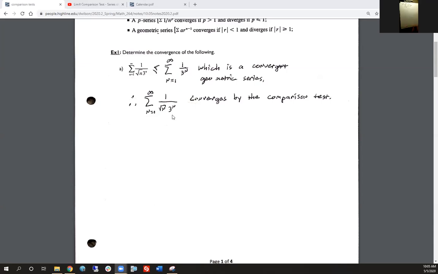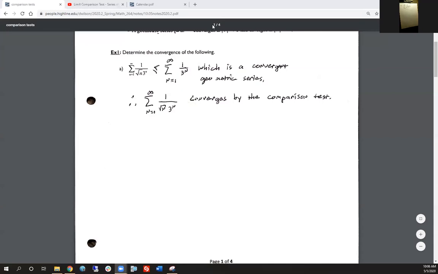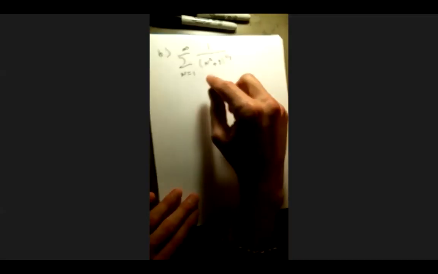So on this particular example, this is example B in section 10.5. We have the sum from 1 to infinity of 1. I think you're still screen sharing. Ooh, clever. Stop share. Thank you. Let me try that again.